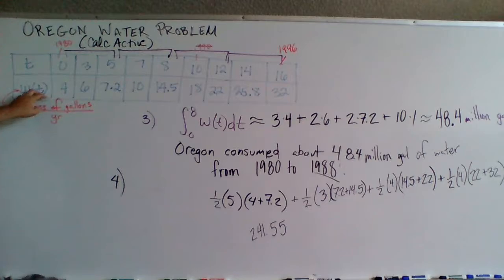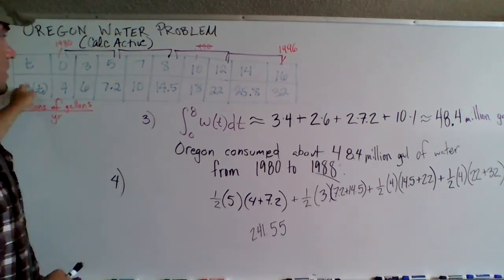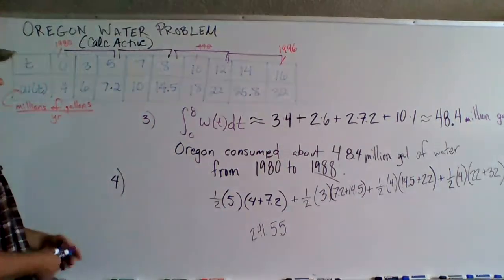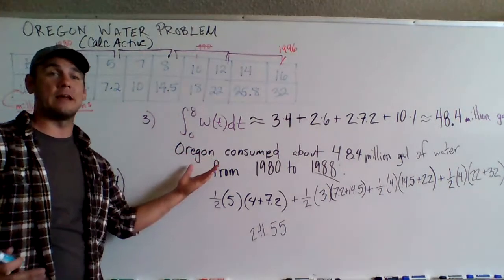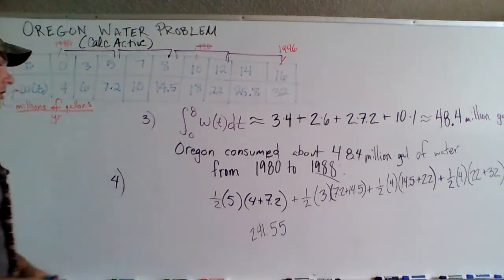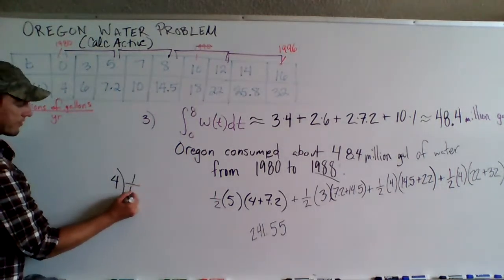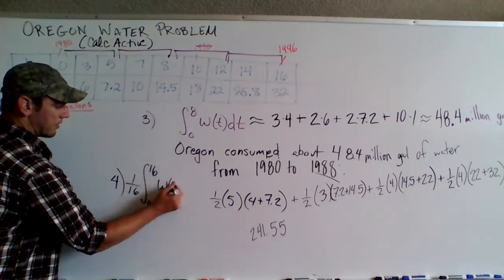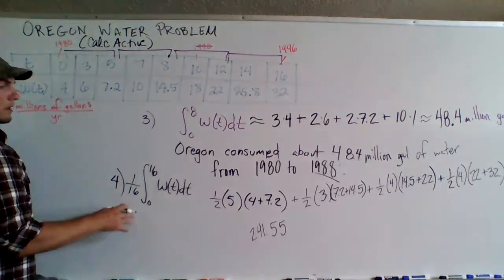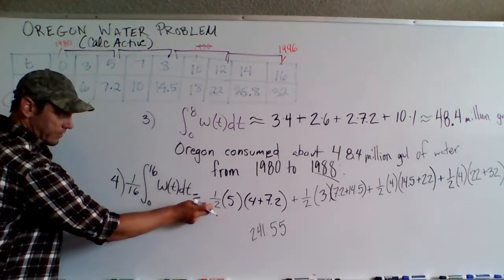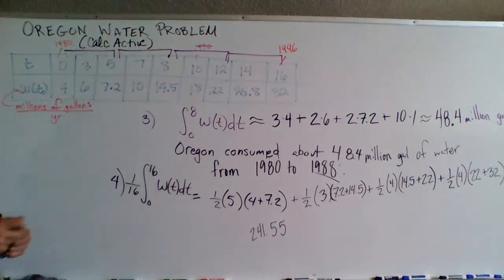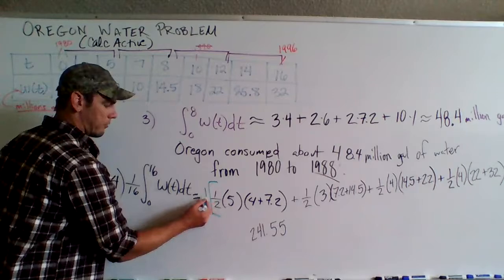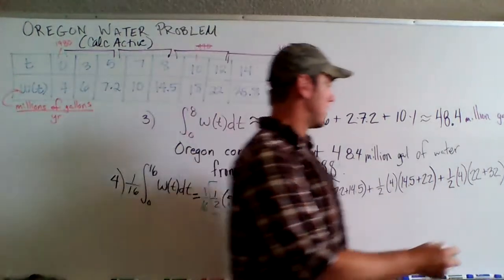If we want to find the average rate of consumption from 0 to 16, that's really going to be f average now. Okay, it's not asking for the average rate of change, it's average rate of consumption. So what we really want to do is 1/16 integral from 0 to 16 of W of T dt. Which is pretty much going to equal this. The only difference is we just didn't have our 1/16. So we'll put big brackets and a 1/16 out front here.